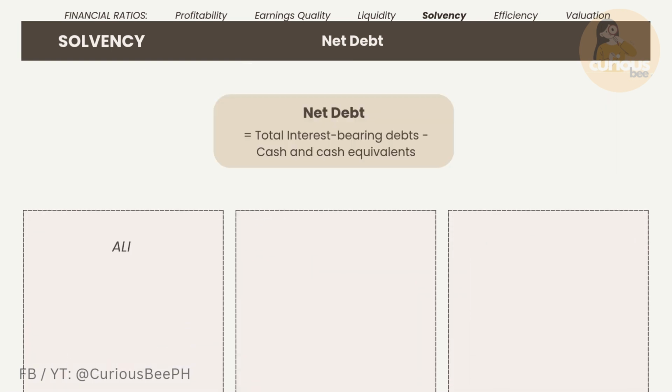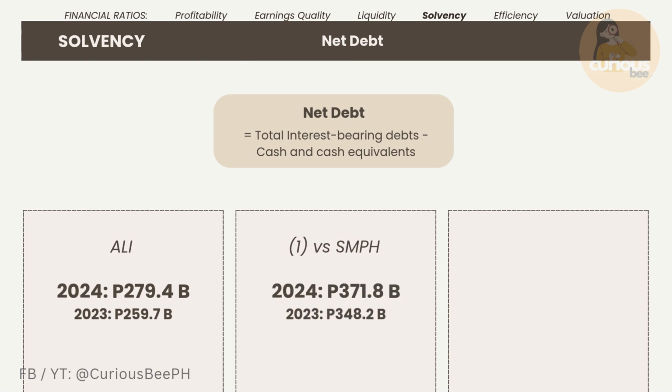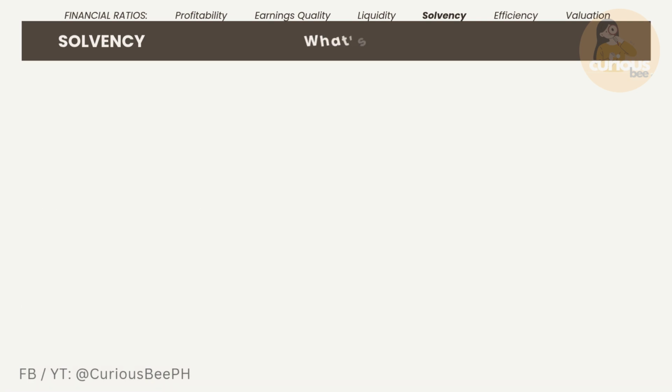Now let's compare it to its competitors. Its first competitor has a larger net debt at $372 billion, while its second competitor has the lowest net debt at $46 billion. So what's our verdict here?